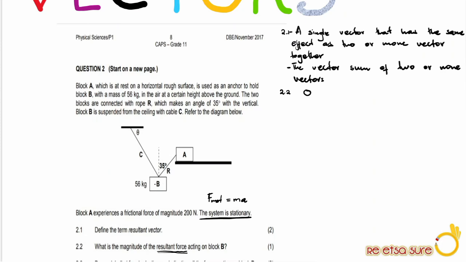Remember that B is not moving, or the system is stationary. When the system is stationary, it means that block A and block B are not moving. So when block B is not moving, that simply tells us that the acceleration must be 0. And then when we multiply our mass with our acceleration, obviously our F net is going to be 0 as well. So 1 mark for writing 0 for 2.2.